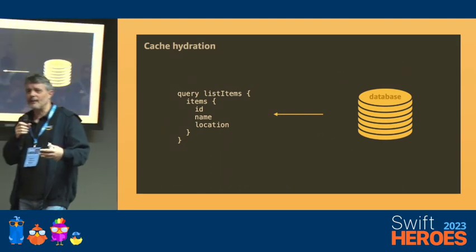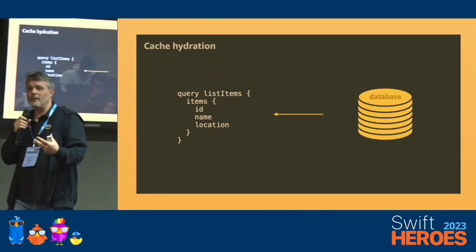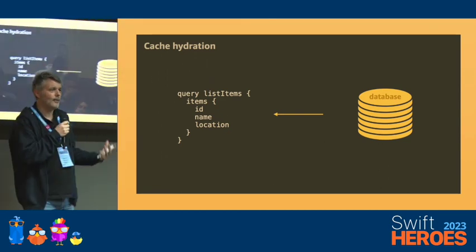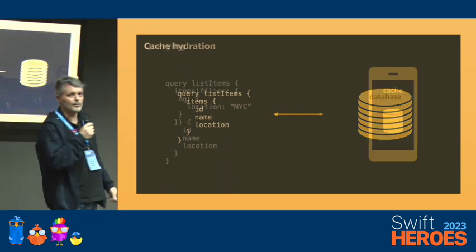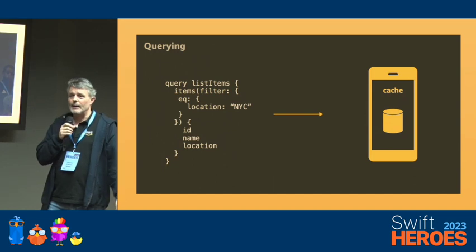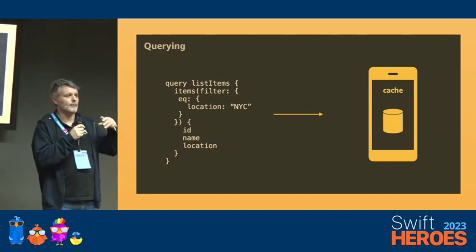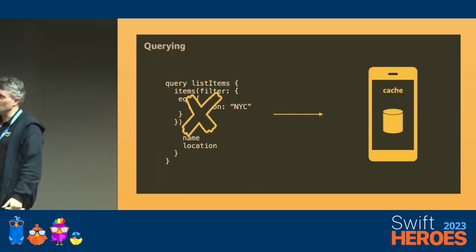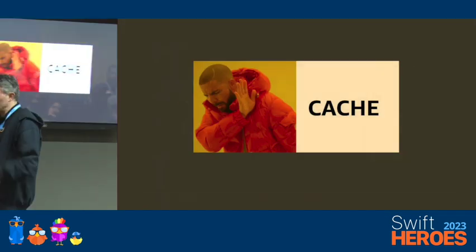When the application is starting, what is the subset of the data you're going to fetch from the database and put in the cache? That's also a lot of code that I don't want to write. How am I going to query the cache? I want to do intelligent queries and query a subset of the data inside the cache. Too complex. So I don't want a cache.